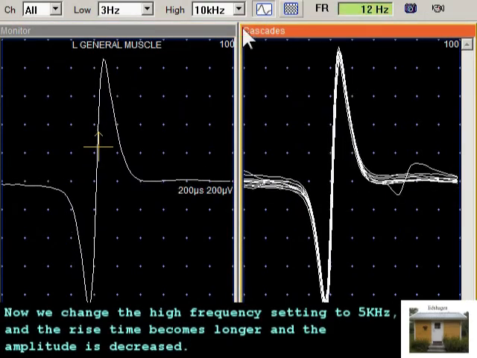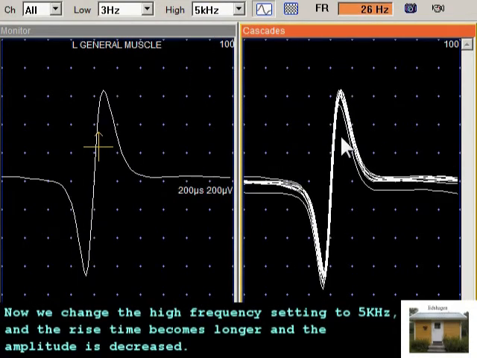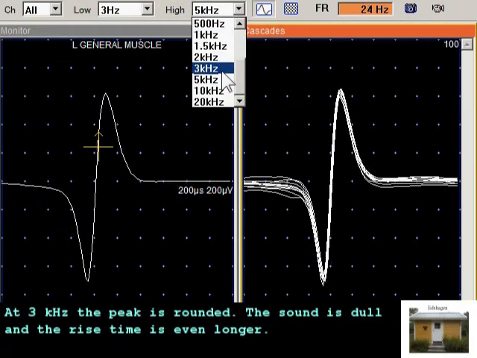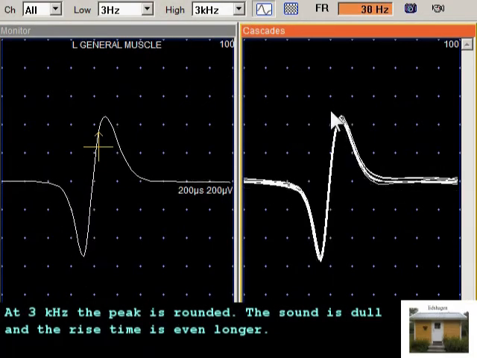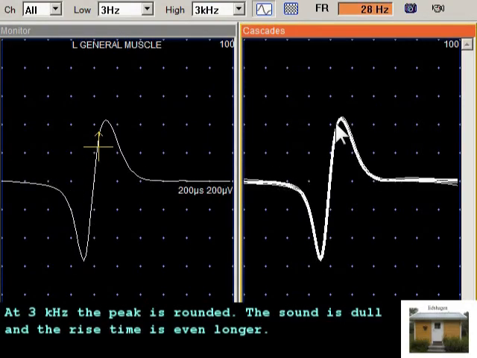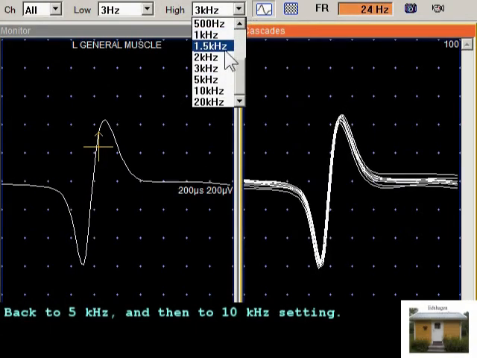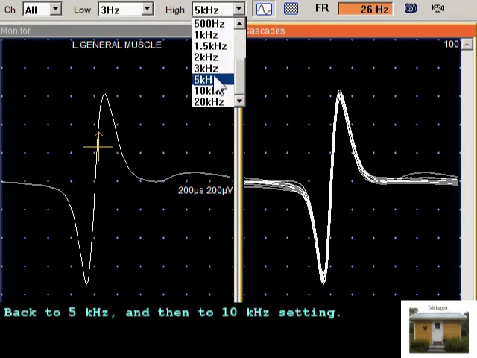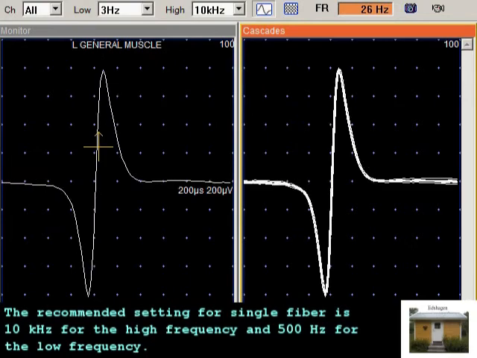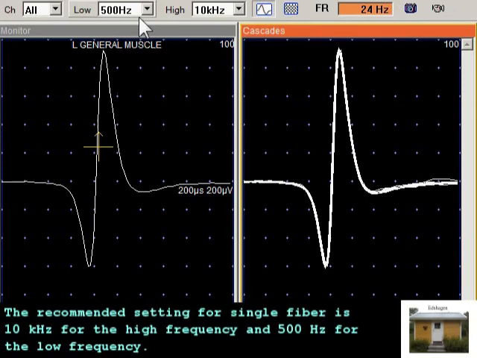Now we change the high frequency setting to 5 kHz and the rise time becomes longer and the amplitude is decreased. At 3 kHz the peak is rounded, the sound is dull and the rise time is even longer. Back to 5 kHz and then to 10 kHz setting. The recommended setting for single fiber is 10 kHz for the high frequency and 500 Hz for the low frequency.